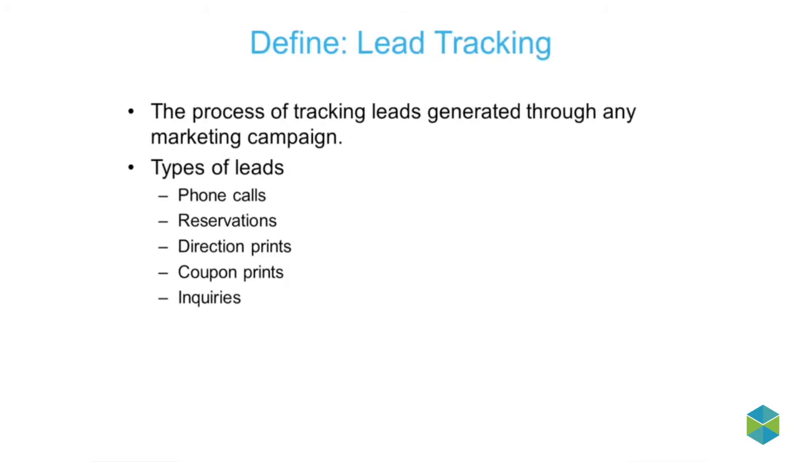So define lead tracking. Lead tracking is the process of tracking leads generated through any marketing campaign. Now, online, of course, we have certain types of leads that are probably pretty standard. You've got phone calls, online reservations, direction prints. If you have the ability to print directions to your store on your website or on other online marketing, coupon prints, printing off coupons. A lot of times, printing off a coupon online will also capture user data, email address, name, information like that, what store they're printing the coupon off for, and then inquiries. So that's just simply a question that's posted on the website. How much is your 5x5 if I want to rent from December to January? So just the generic types of online leads presented here.